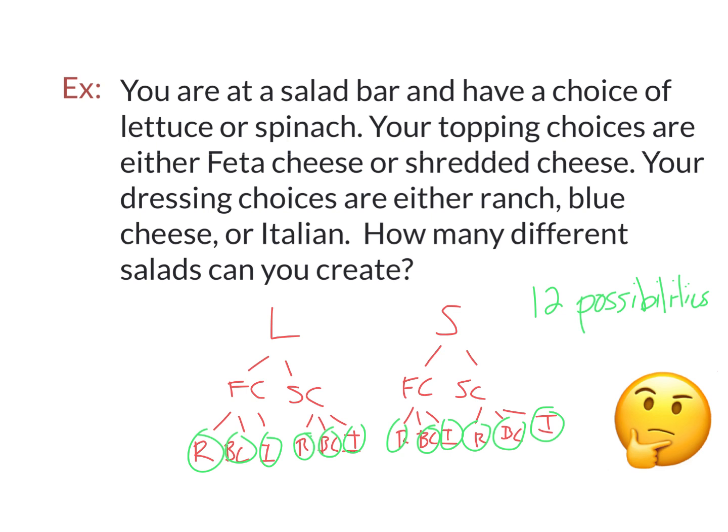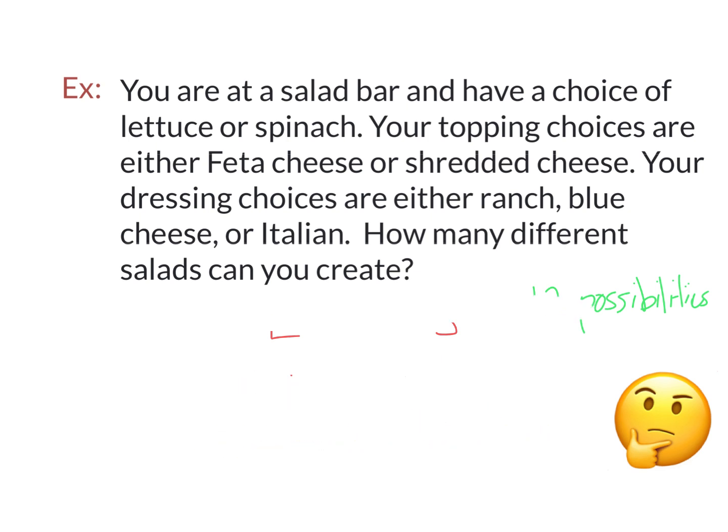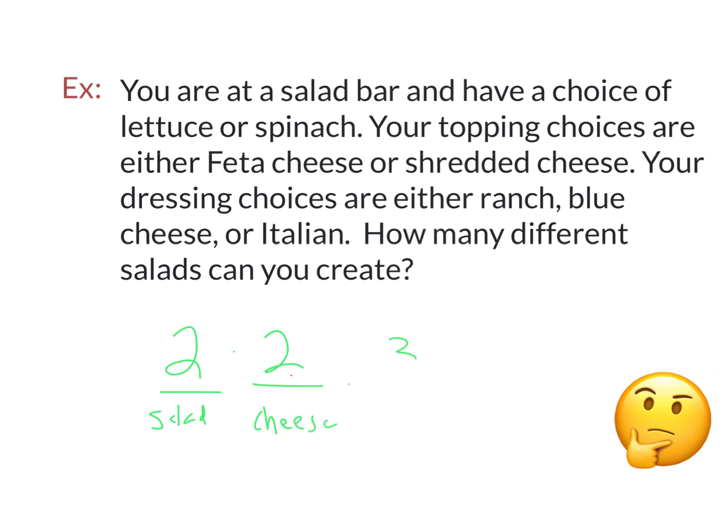So there's an actual trick we can do. In fact, it's called the multiplication counting principle. And all you simply do is just multiply the amount of categories together. So in the first case, you had two choices of salad. And then the second case, you had two choices of the cheese. So this is your type of salad. This is your type of cheese. And then in the last choice, you had three choices of dressings. And if you multiply those numbers together, 2 times 2 times 3, you still end up getting 12 total possibilities.